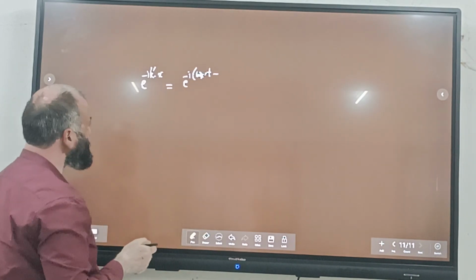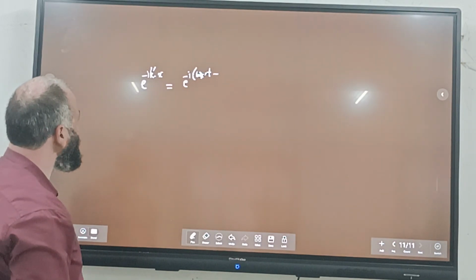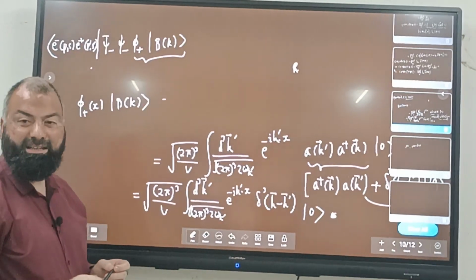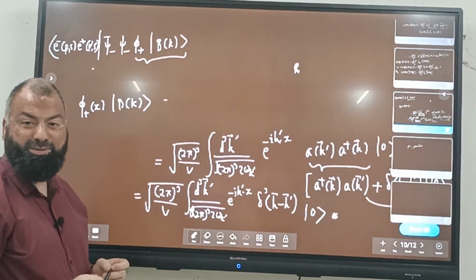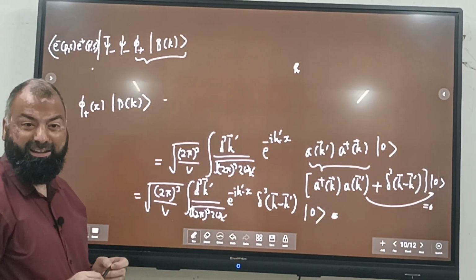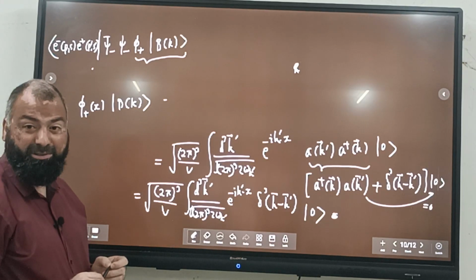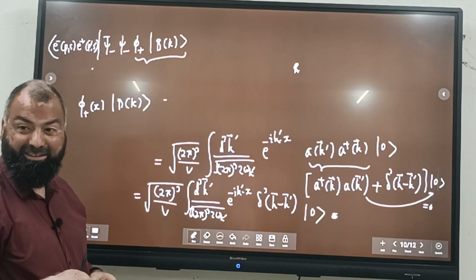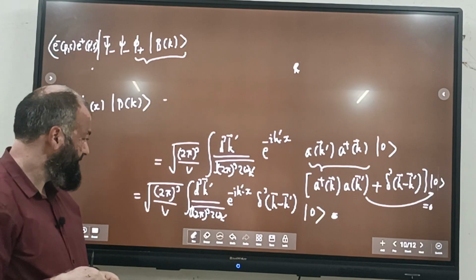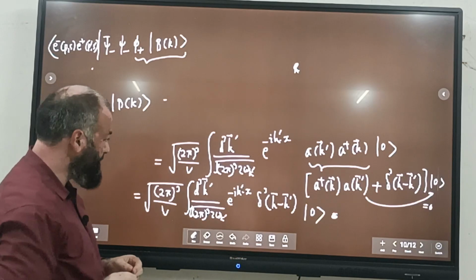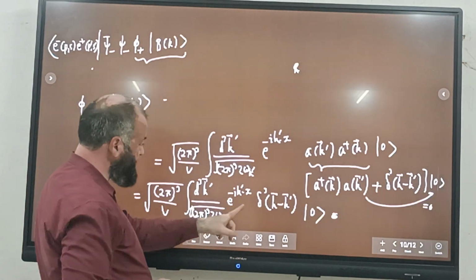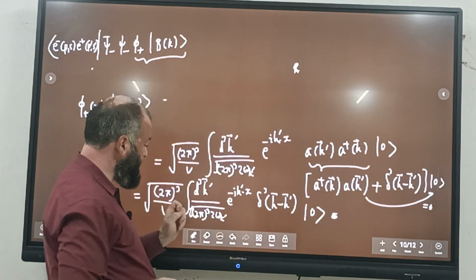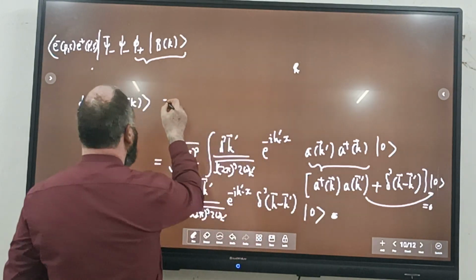So what is it? Anybody? Because we are actually in the interaction picture. In the interaction picture, this time dependence is removed. So let's think over it. So what will this be? It will be simply, when you take the integration over this k prime, it will be replaced by k.